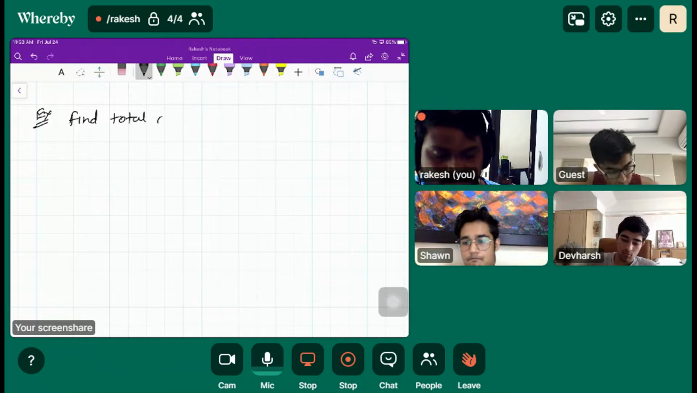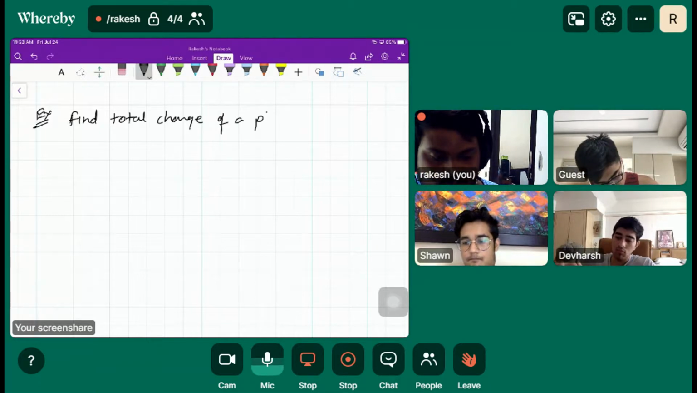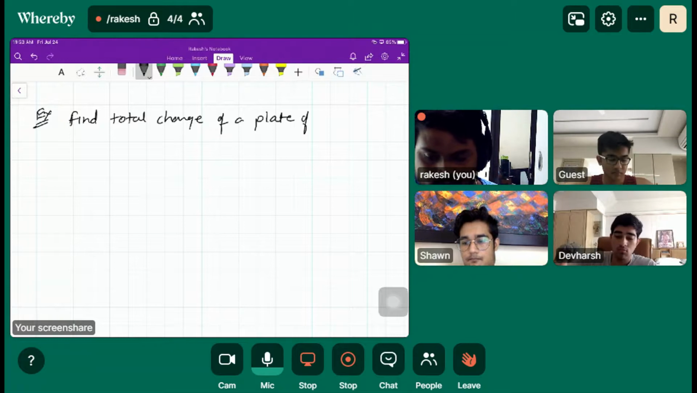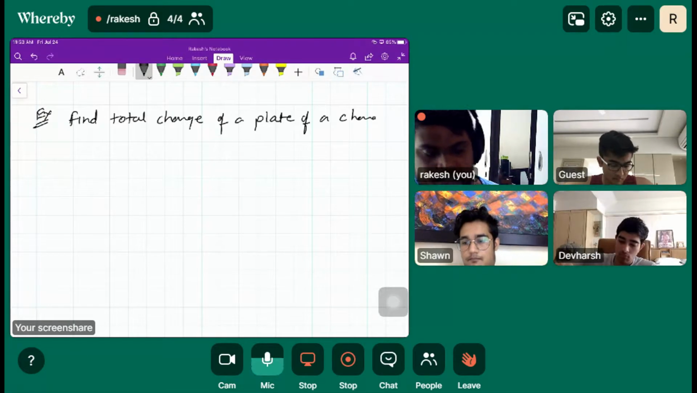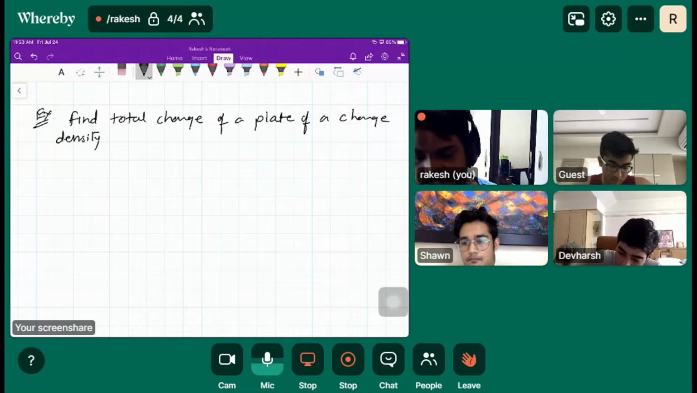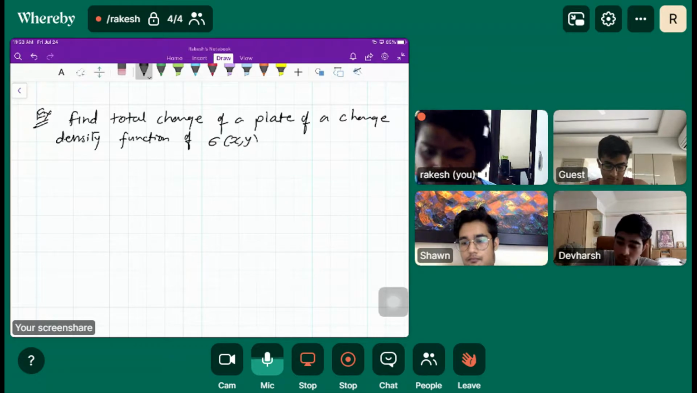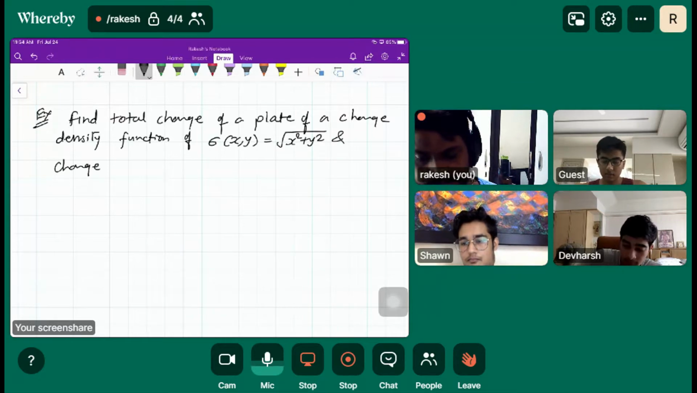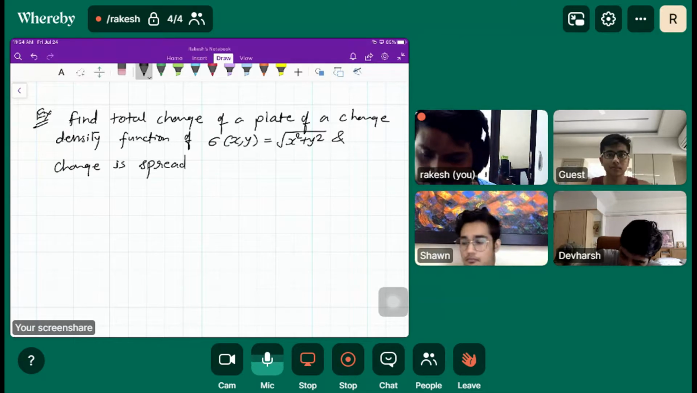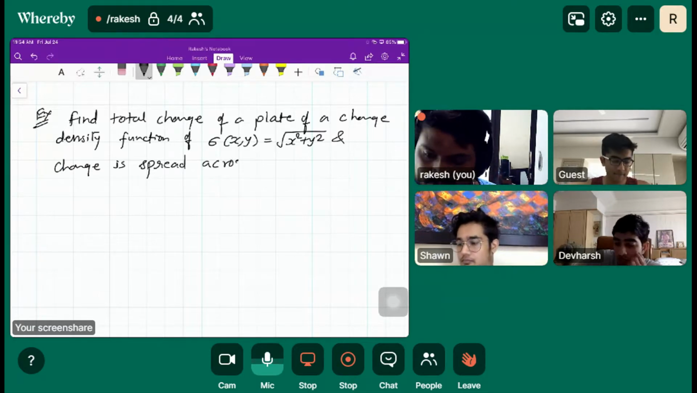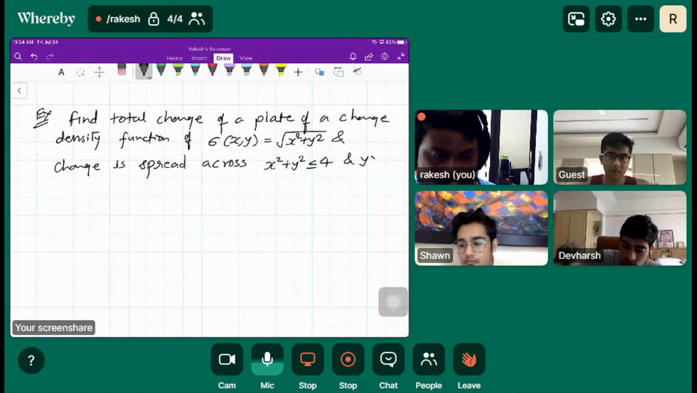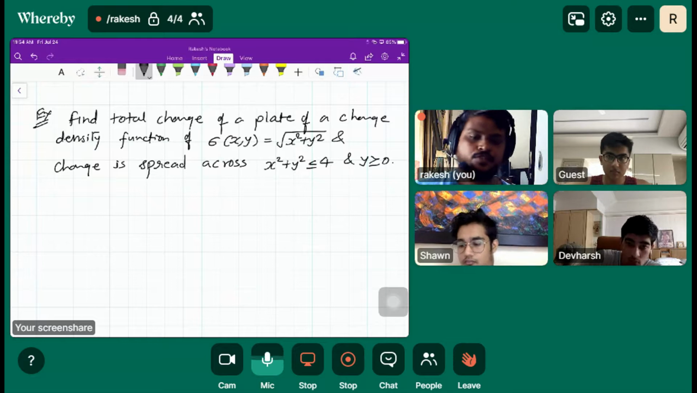Find the total charge of a plate, where the charge density function is sigma(x, y) = root x square plus root y square, and the charge is spread across the region x square plus y square less than or equal to 4 and y greater than or equal to 0. Okay, so this is the question.